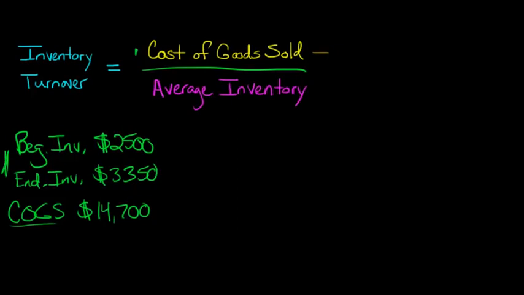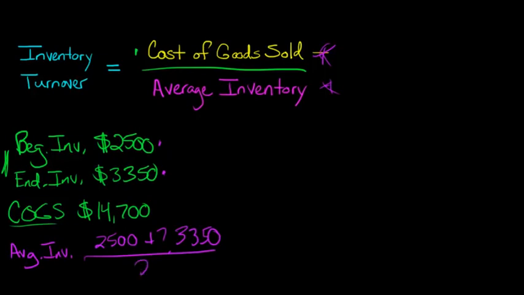So we're going to have cost of goods sold divided by average inventory. But wait a minute, we don't have average inventory here. We're going to have to calculate it. So how do we calculate that? Well, we just add up the beginning and the ending inventories and divide by 2. So we take the 2,500 plus 3,350 and divide that whole thing by 2. And what is that going to yield?